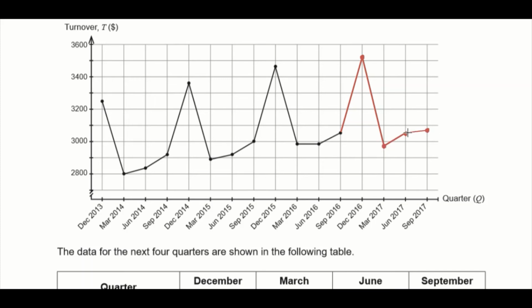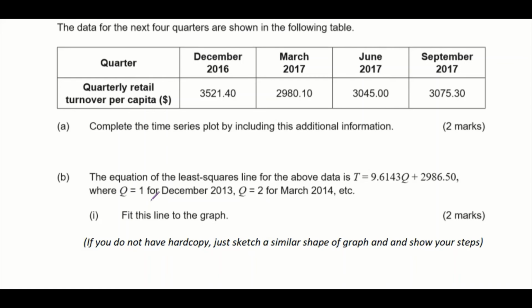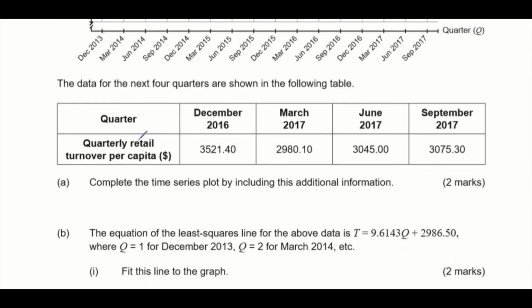Okay, so make sure when you check your answer, your point is roughly like this. Okay, so now let's move on to the next part. The equation of the least square line for the above data is t equals 9.6143q plus 2986.50. The question already gives you that q equals 1 when it is December 2013. So that's why this will be your first data, your second data, and so on. All right, then after that, you can just move on.